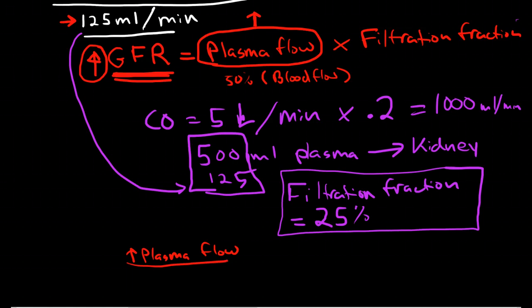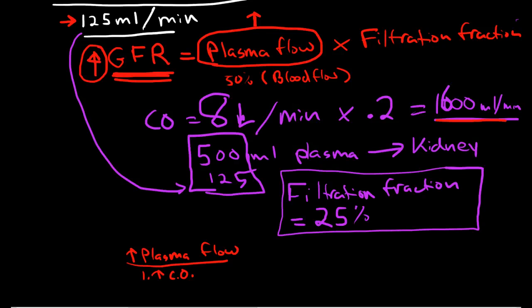The first way that we can do it is by increasing cardiac output, right? So if we go from 5 liters per minute to 8 liters per minute, then obviously we're going to increase this 1,000 mLs per minute to about 1,600 mLs per minute, right? So increasing cardiac output itself will have a significant impact on the amount of blood flow to the kidneys.